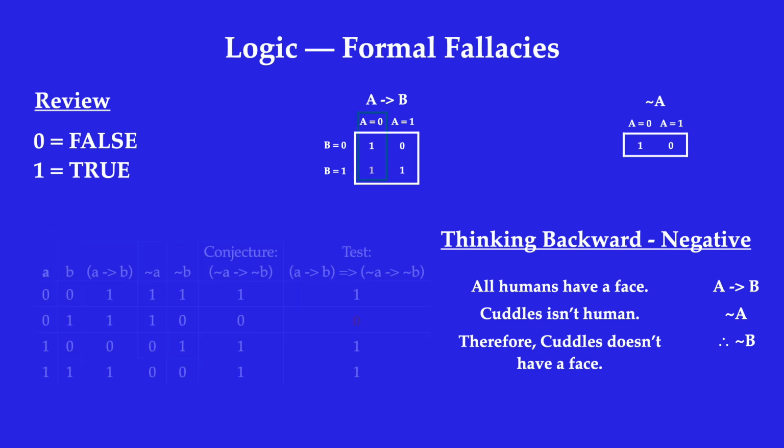I'll mark up the A arrow B table, throw up the truth table, and let you study it. Note that both checks show a contradiction. I'll give you a few seconds to pause the video and study if you wish.